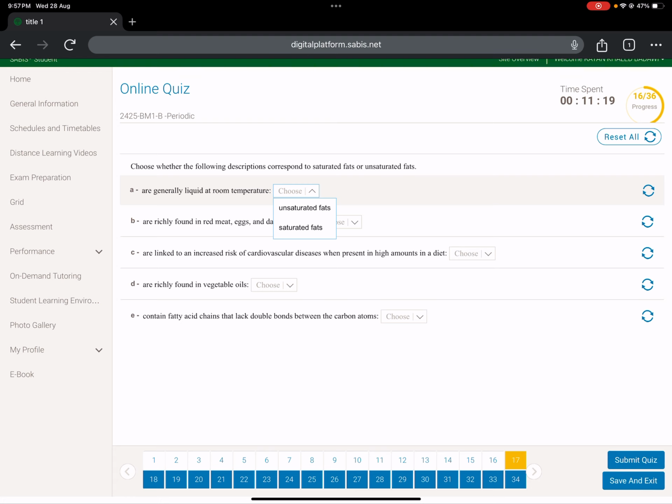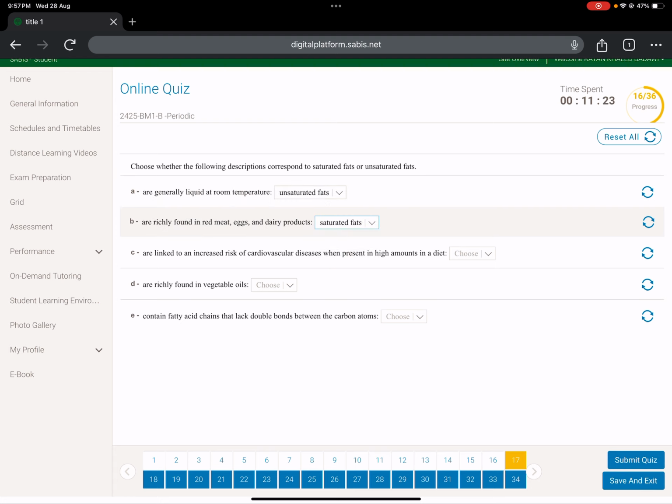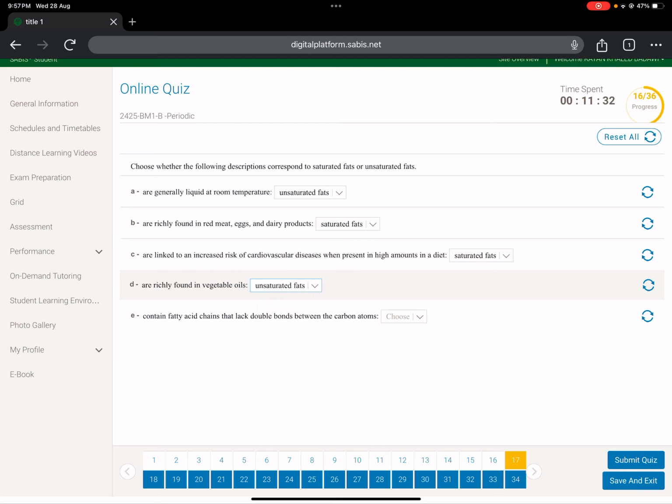So our general liquid or unsaturated are found in red meat, eggs, or saturated, are linked to an increased risk of cardiovascular diseases, or saturated fats are richly found in vegetable oils or unsaturated, contain fatty acid chains that lack double bonds. Lack means they don't have, so it's going to be saturated fats.